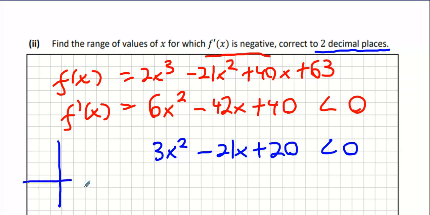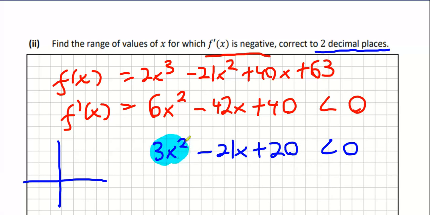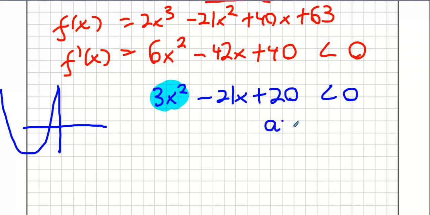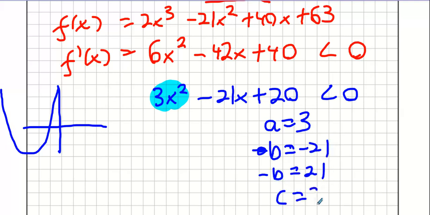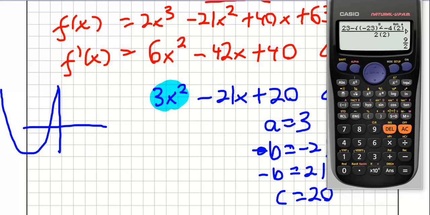So this blue graph here is a U-shaped curve. The reason why it's a U-shaped curve is I know that it's a positive x squared. So I'm going to draw a U-shaped curve right now. Now the deal is I don't know where it crosses the axis. I don't know if it's one negative and one positive, or both of them are positive, which means to the right of the y-axis, or both of them are to the left. So I'm going to do the minus b formula again. a equals 3, b equals minus 21, minus b equals plus 21, and c equals 20.